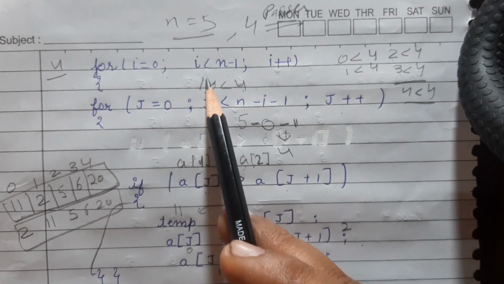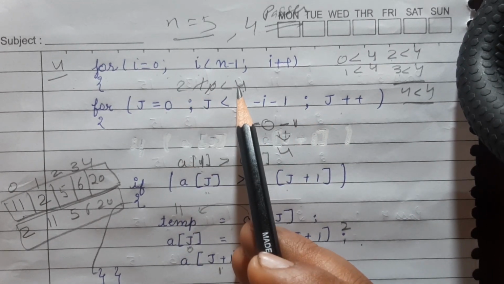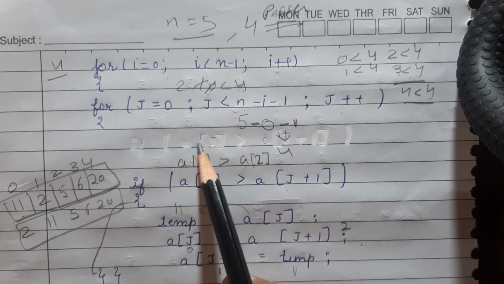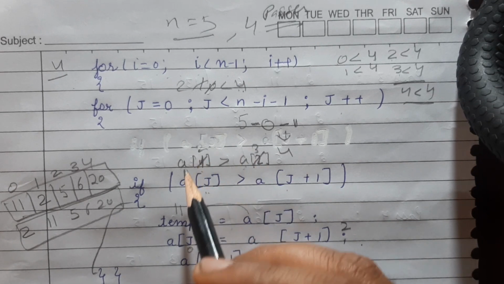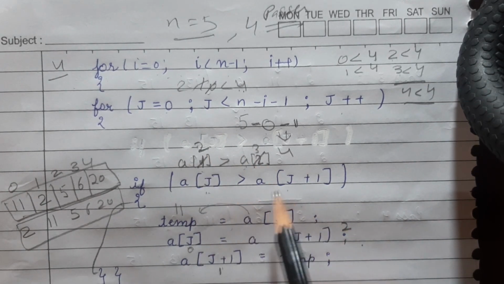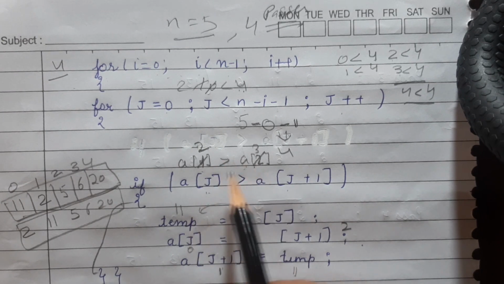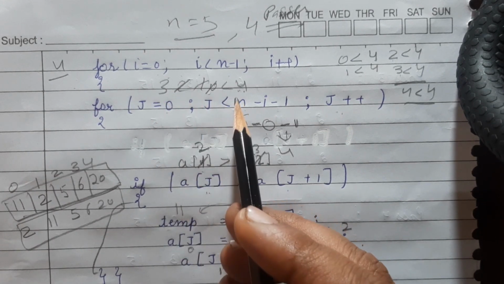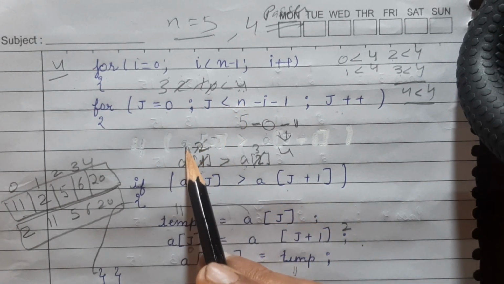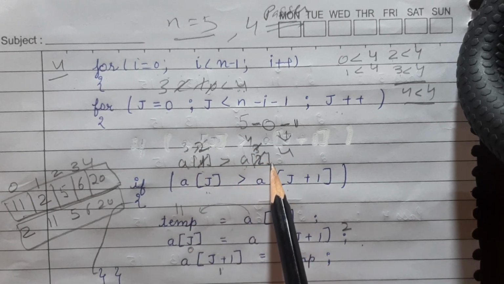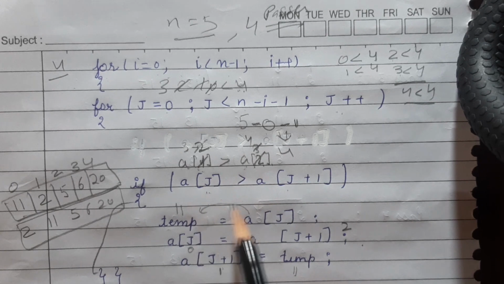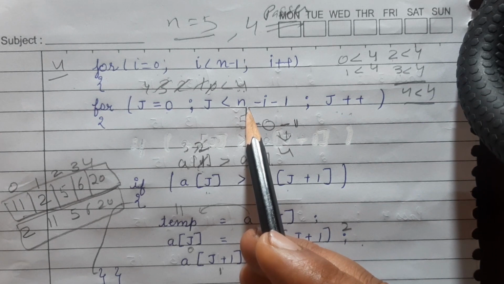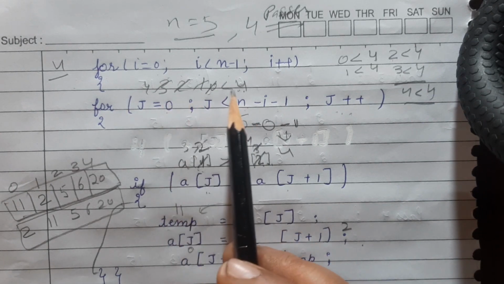After j is incremented, j becomes 2, 2 less than 4, condition true. Now a[2] is compared with a[3]. If a[2] is greater than a[3], then the elements are swapped. Otherwise j is incremented, j becomes 3, 3 less than 4, again condition true. So a[3] is compared with a[4]. If a[3] is greater than a[4], then the elements are swapped. Otherwise j is updated, j becomes 4, 4 less than 4, condition false. So how many times is this loop executed?